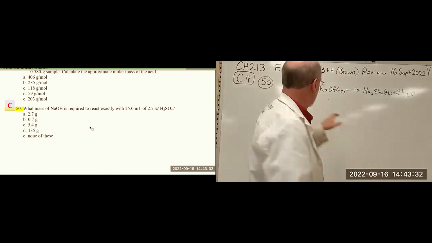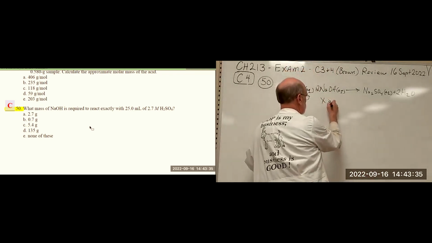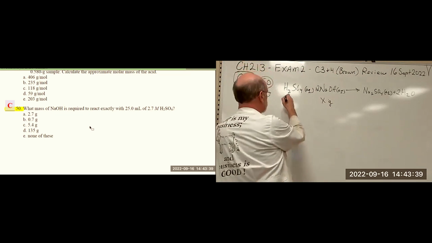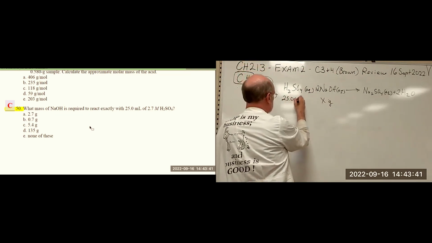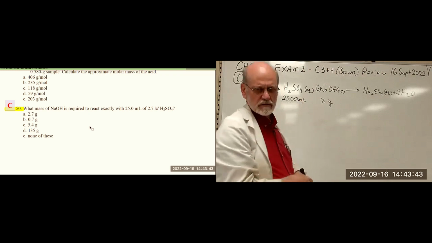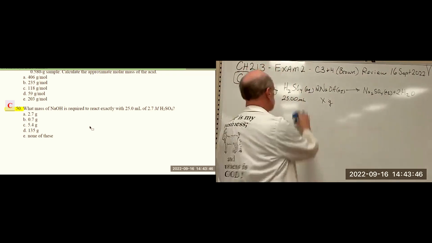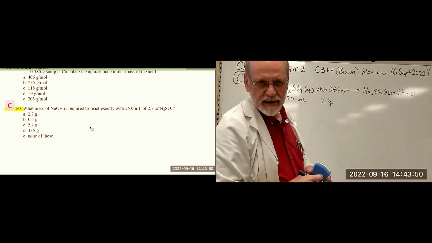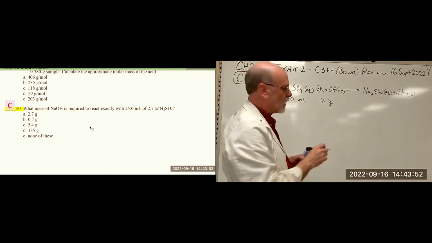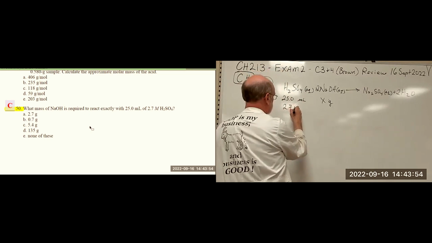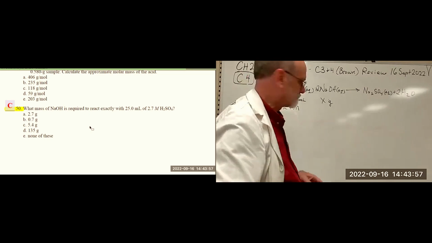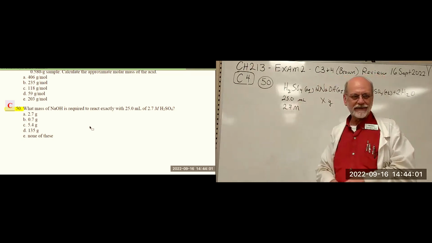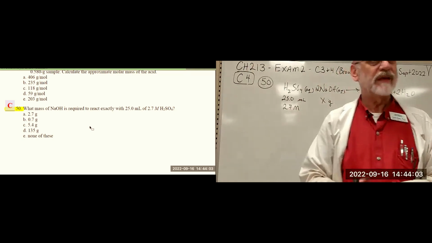What mass of NaOH is required to react exactly with 25 milliliters, oops, I added an extra significant figure. There we go. And at 2.7 molar. All right. So if we multiply 27 by 25, what do we get? Millimoles.